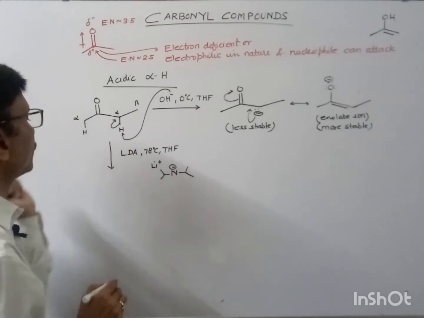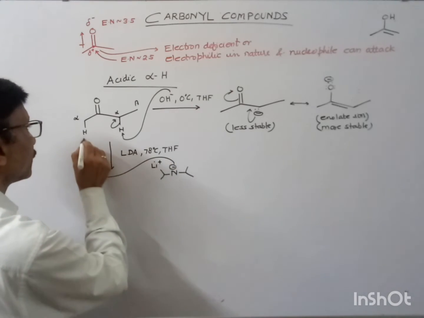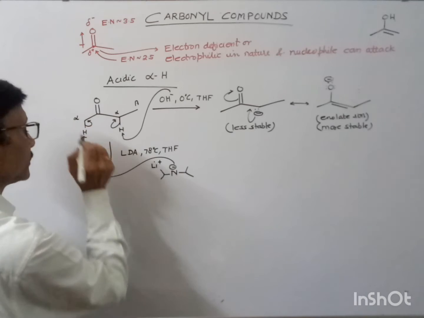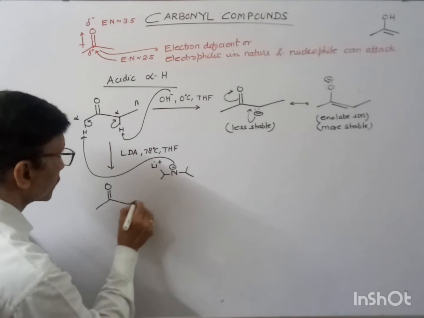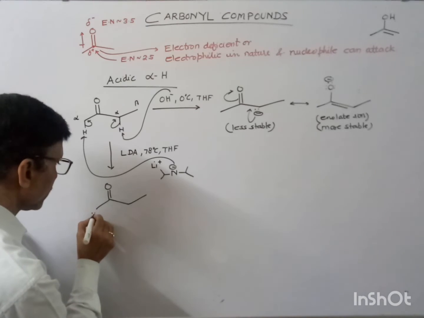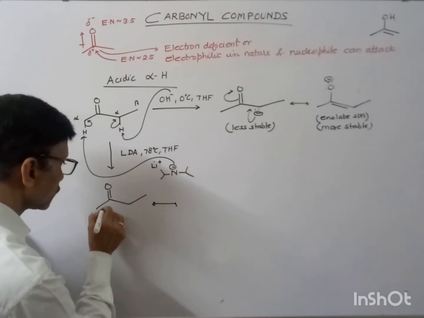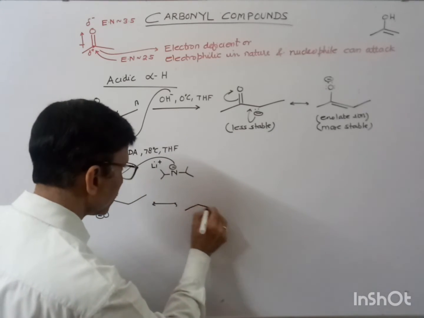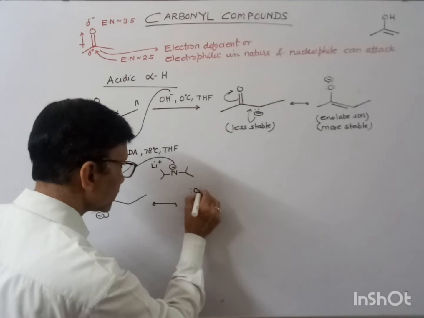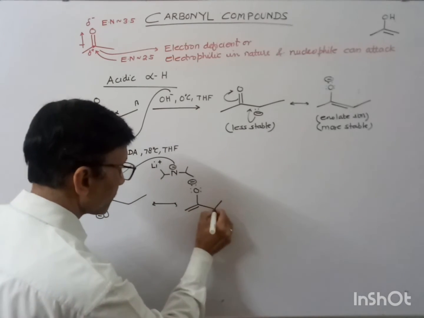LDA will take out the alpha H from here, and the negative charge will be like this. Okay, so you have this. Now this can also undergo resonance stabilization, and you have an enolate ion like this again. You have an enolate ion.